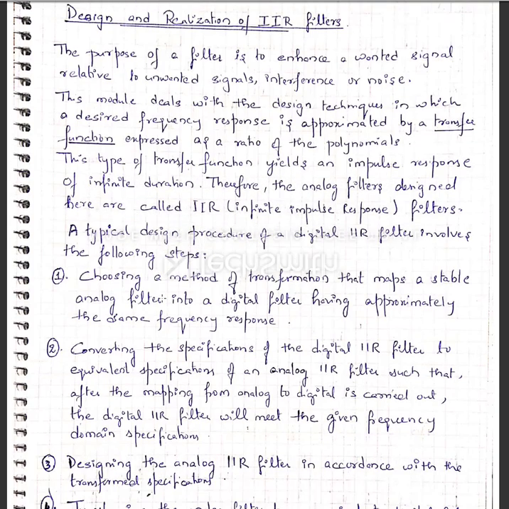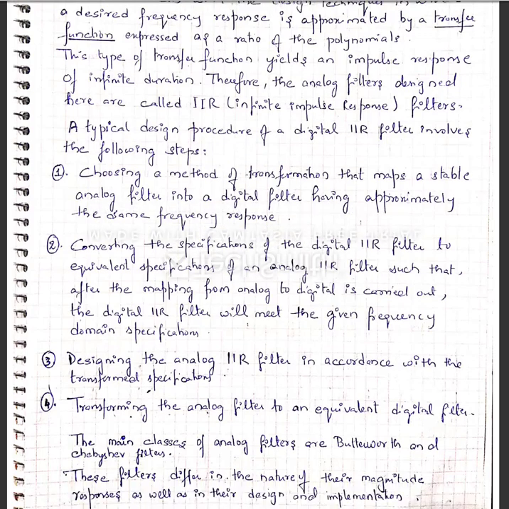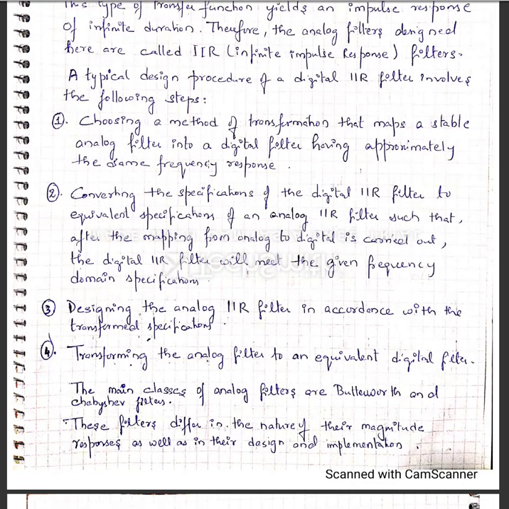Okay, so a typical design procedure for the IIR filters follows certain steps, in the sense of what are the things that you basically will have to do. First thing would be you will have to have a transformation method that would map the specifications of your analog filter into the digital one, which approximately should give you the same frequency response. Okay, that is the first thing.